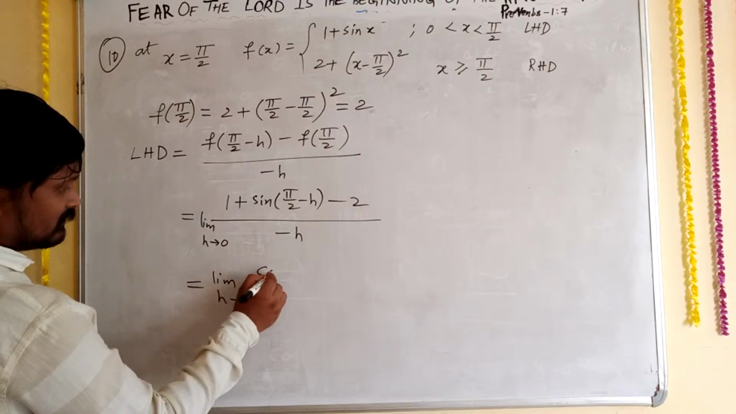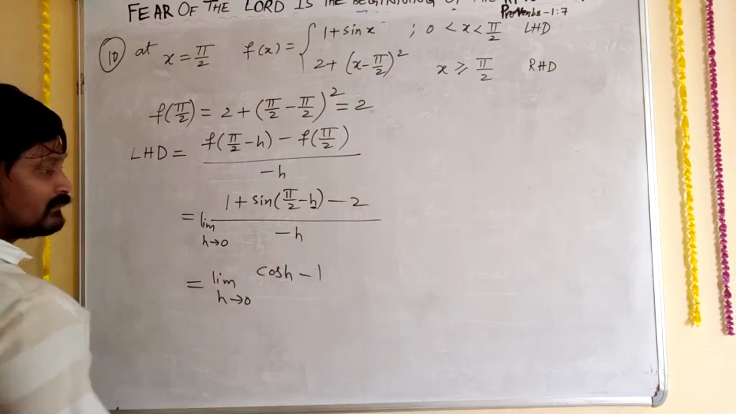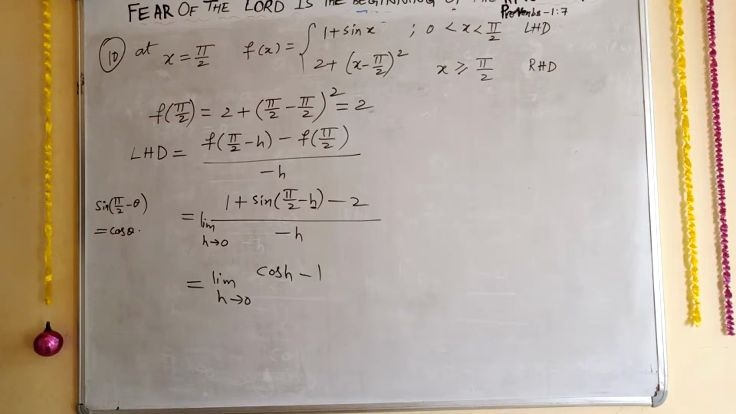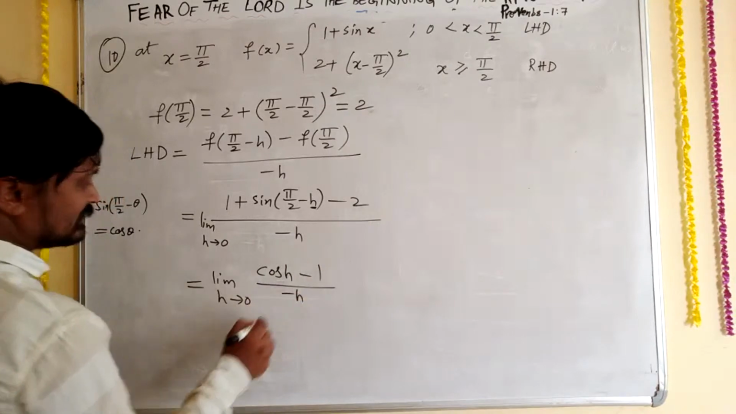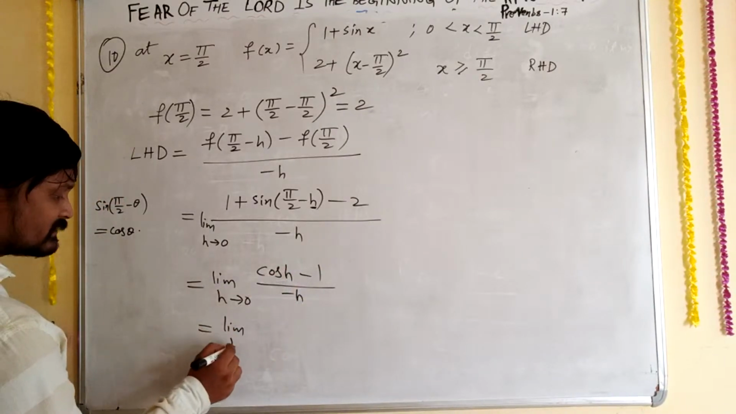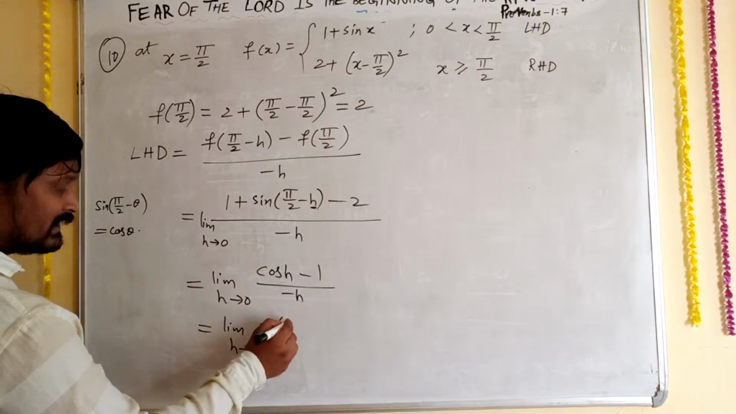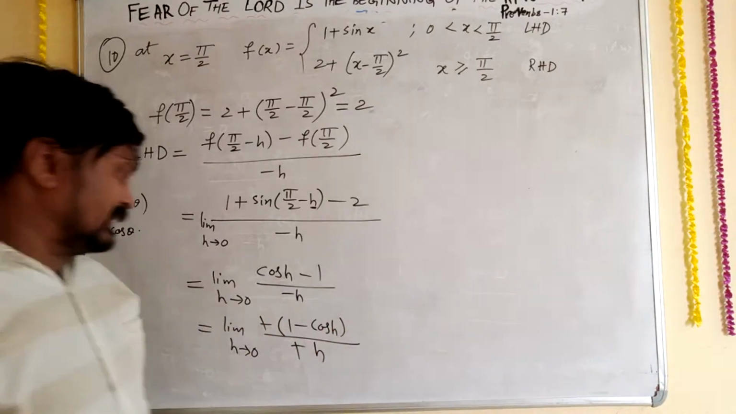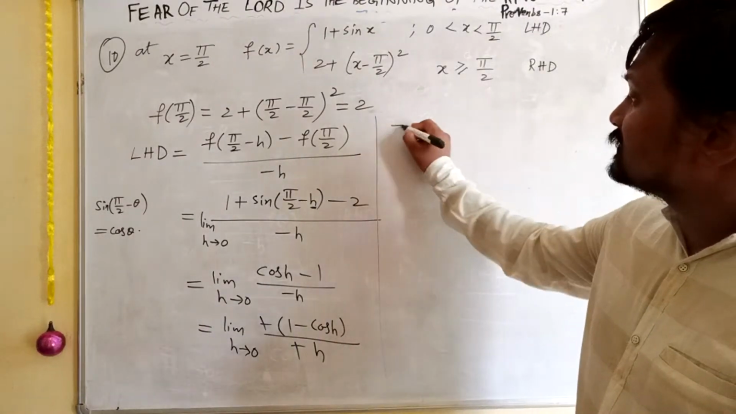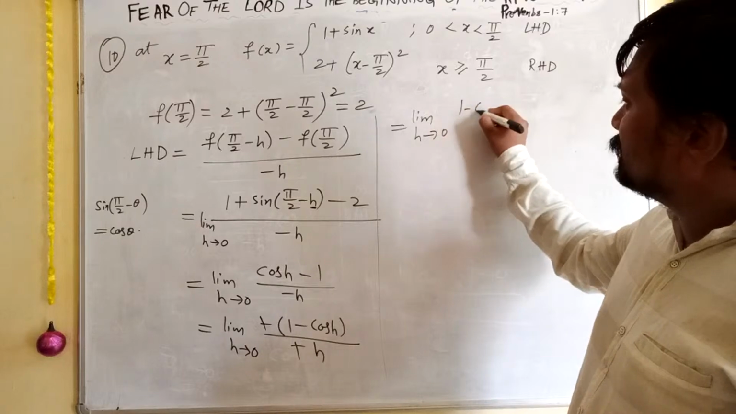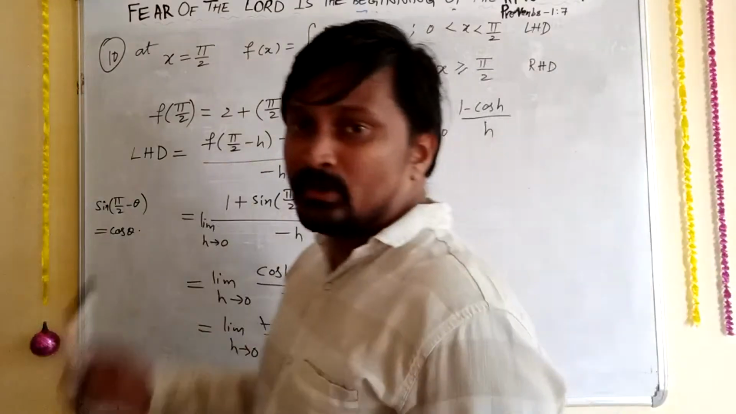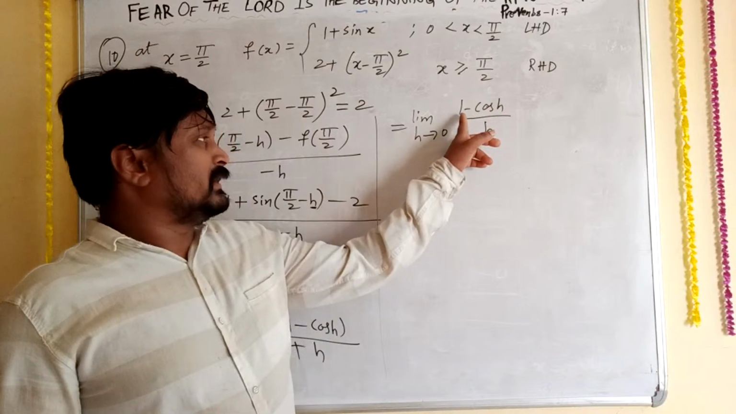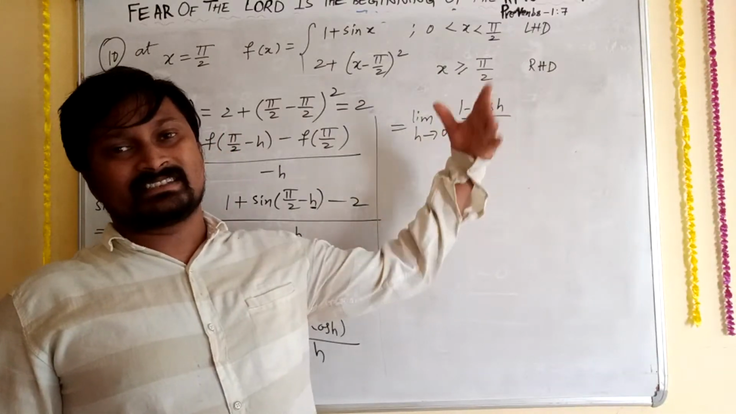So now we can write cos h minus 1, remembering that sine of pi upon 2 minus theta is equal to cos theta, upon minus h, limit h tends to 0. Taking minus common, we get minus (1 minus cos h) upon minus h, and minus minus cancel. So this is equal to limit h tends to 0, 1 minus cos h upon h. If I solve up to here, then it is undefined because cos 0 becomes 1, so 1 minus 1 is 0, 0 upon 0. It is not at all possible.